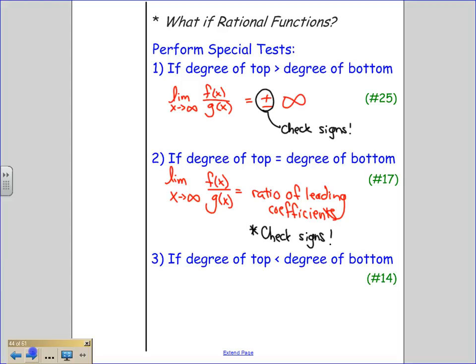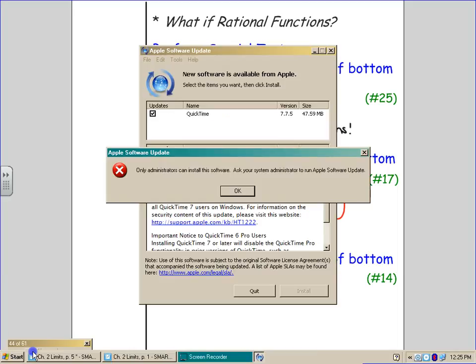If the degree of the top is less than the degree of the bottom, you're going to end up with 0 over a constant in essence.